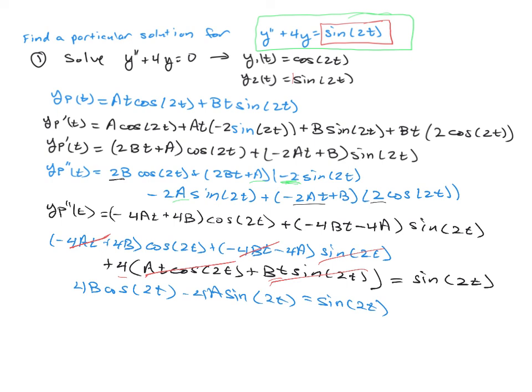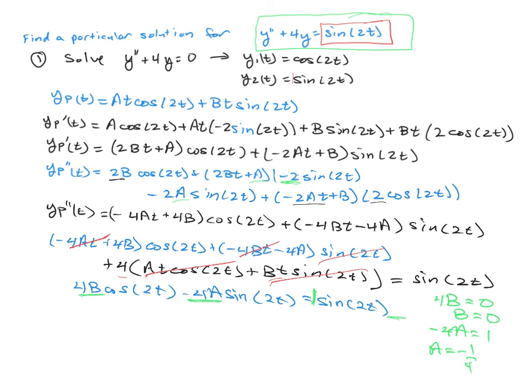If we now compare cosines, we've got 4b matching up with nothing. So 4b equals 0, means b equals 0. And we see that negative 4a must match 1. So negative 4a is equal to 1. So a is negative 1/4.